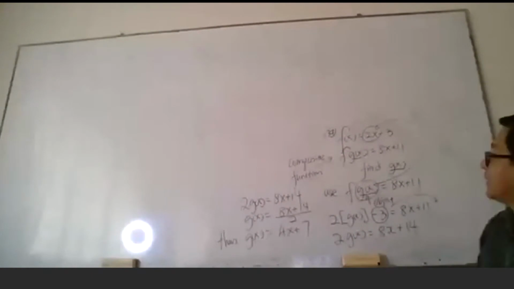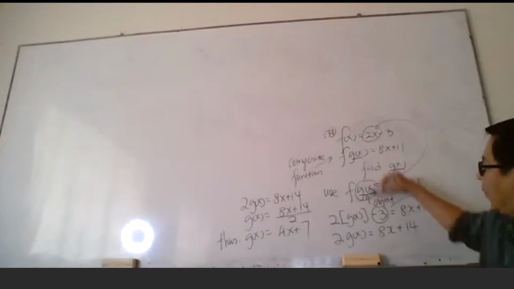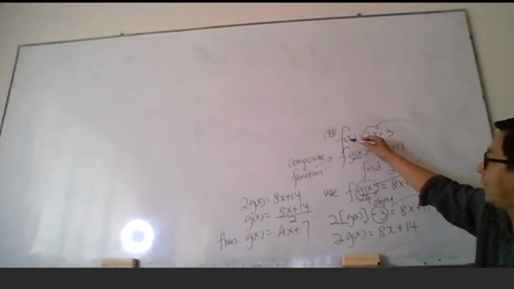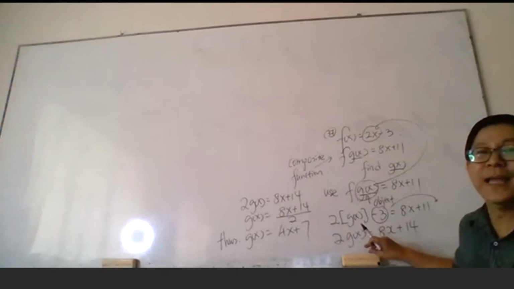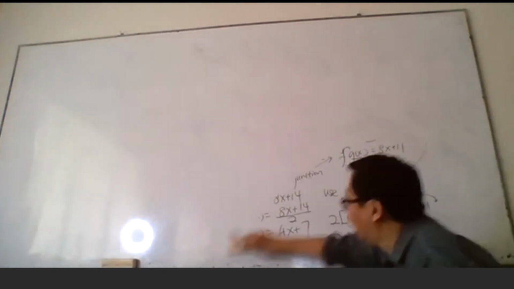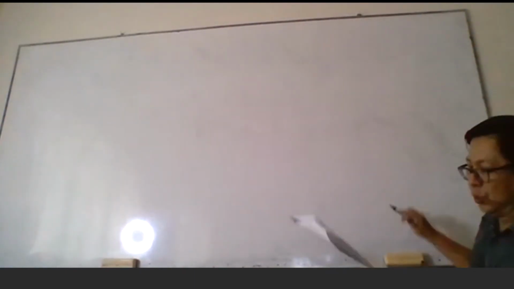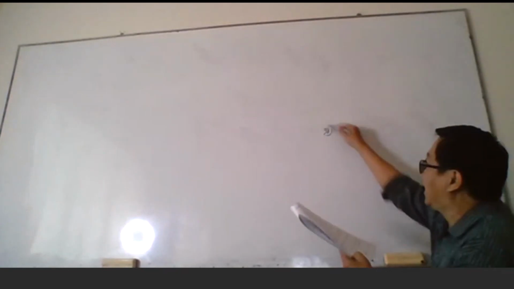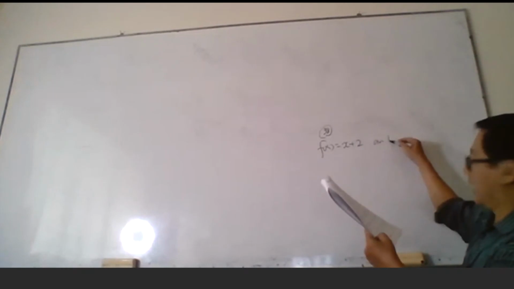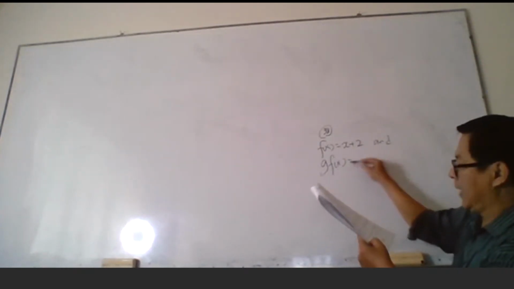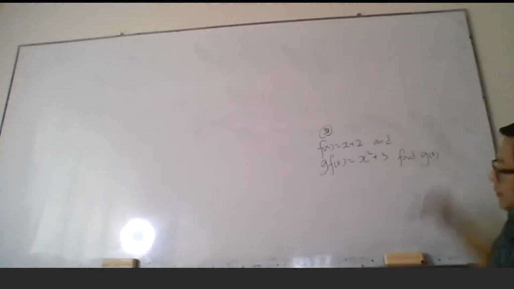Because the exam may ask you to find the internal function. Internal is simple: you just straightforwardly substitute into the function. But the problem is that finding the external function is a bit challenging. So I will give you two different methods to get that. Like your question number 38: f(x) equals x plus 2 and gf(x) will be x squared plus 3. So I need to find g(x).